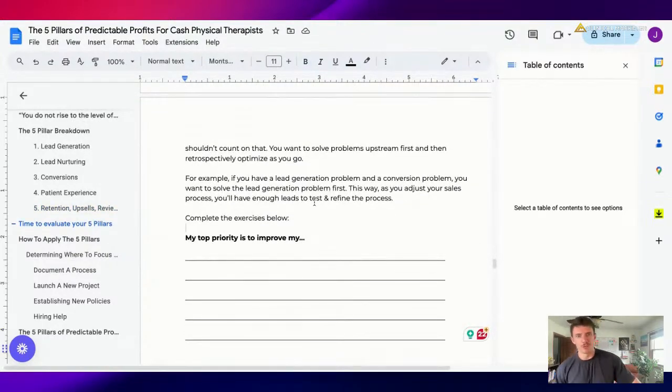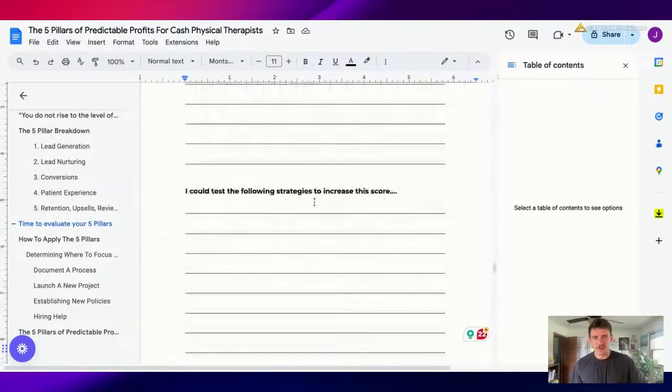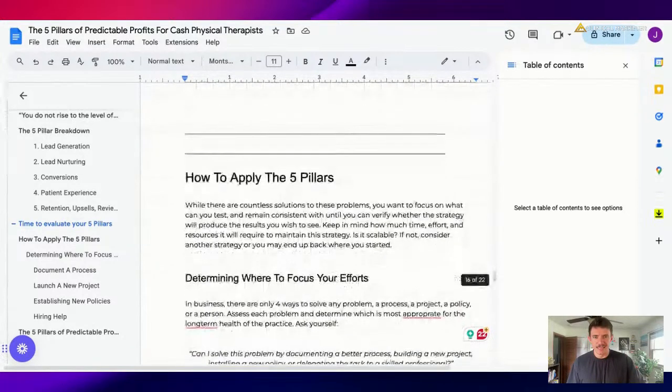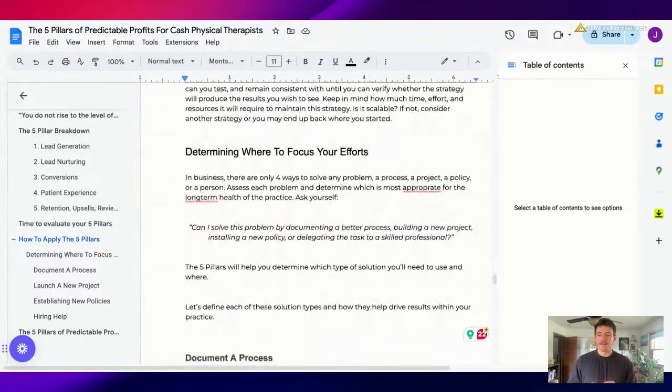Okay, so once you have these things, you want to start asking yourself, over the next 90 days, what's the number one thing that I need to stay focused on? Okay, and once you have that, write down every single idea you can possibly think of. What are all my options for solving lead generation?